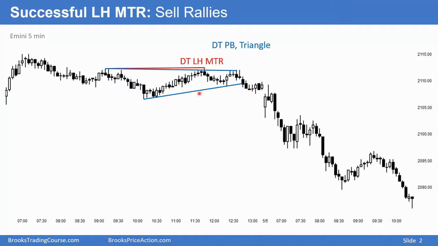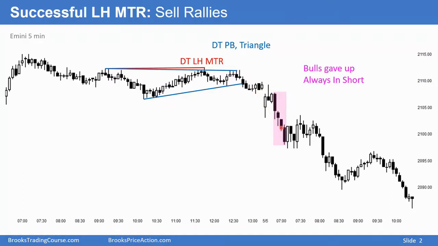In this particular case, you could also call it a triangle. 3 pushes up, 1, 2, 3. Even at this point, it's still potentially a bull trend. We might get bull trend resumption. So bull trend trading range. Once the trading range lasts 20 or 30 bars, there's both a bull setup and a bear setup. 50% chance you'll get trend resumption up. 50% chance you'll get a trend reversal down.